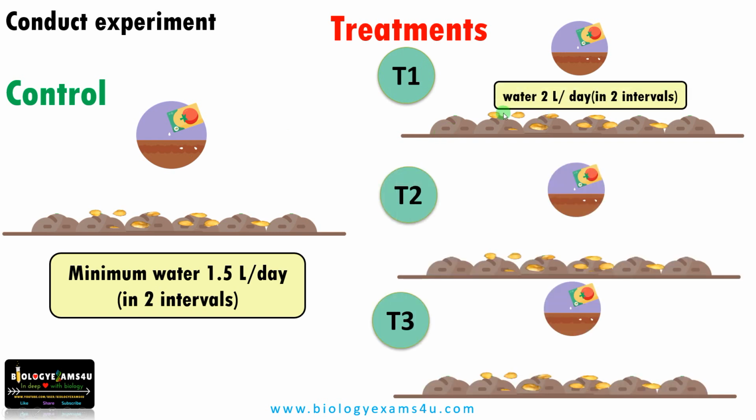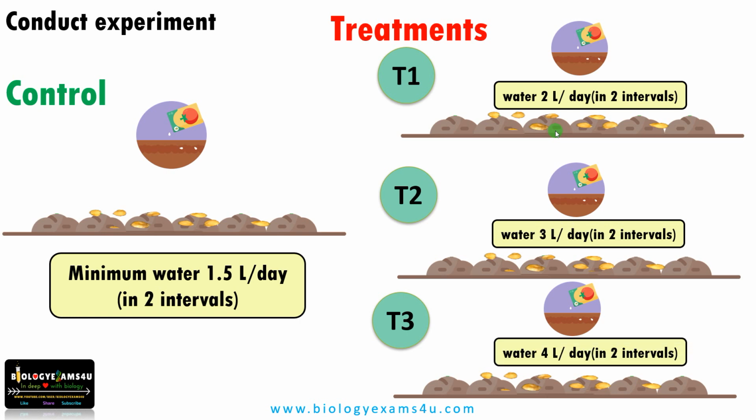Like this, maybe in the first experimental group, we'll be providing 2 liters per day. In the second one, we'll be providing 3 liters per day. In the third treatment or experimental group, we'll be providing 4 liters per day. So in this experiment, we are changing the amount of water in different treatments or experimental groups.